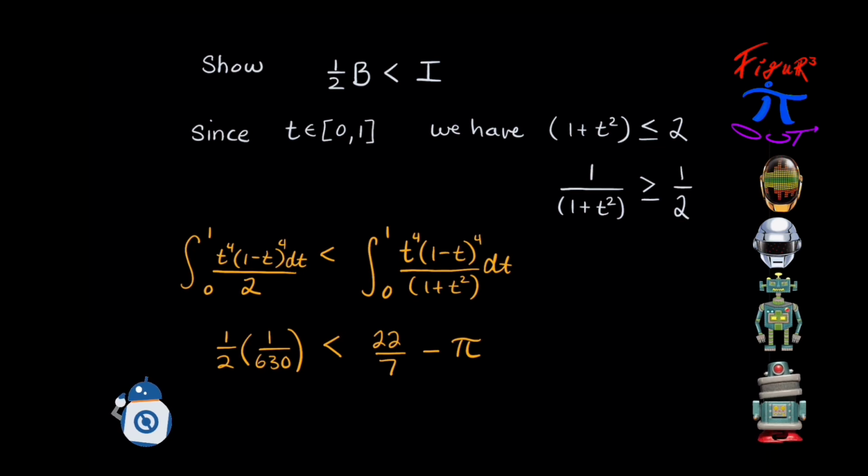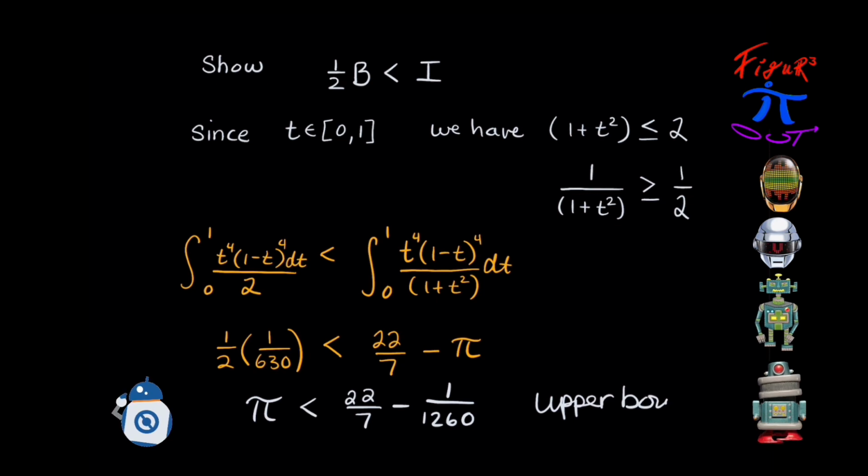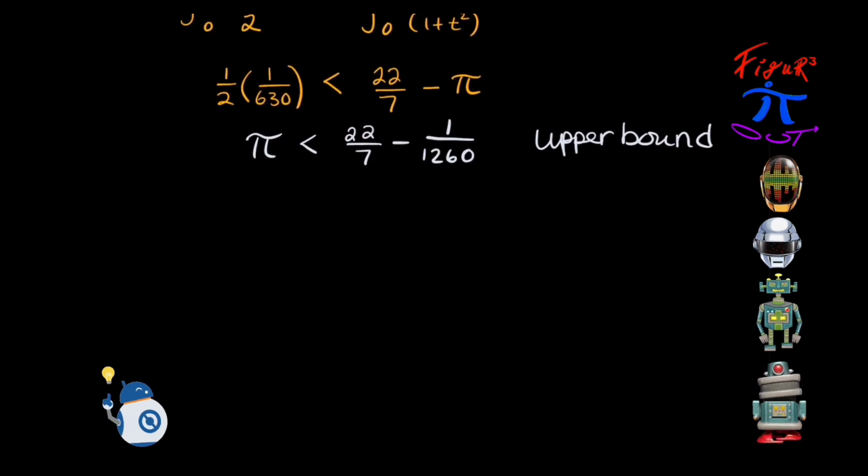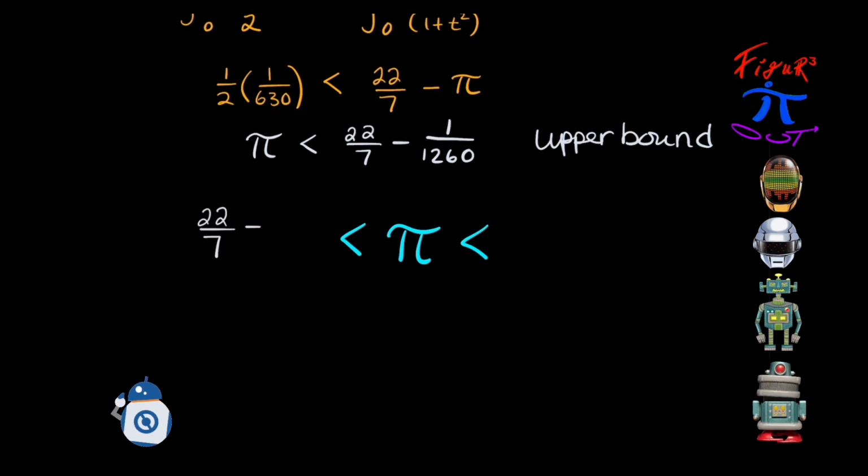And so now we can get an upper bound for our pi. Pi is less than 22 over 7 minus 1 over 1260. That is our upper bound. And if we want to get a better idea about just how close that is squeezing in pi here, looking at the decimal values of these fractions will give us a more numerical sense of just how accurate our estimation is.